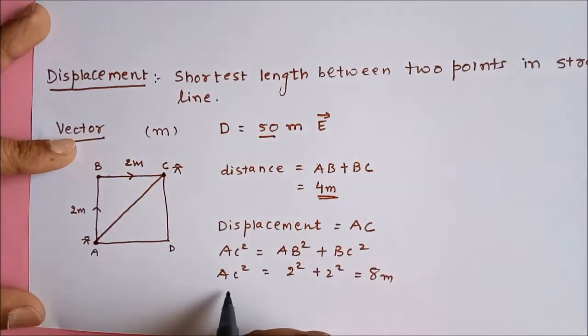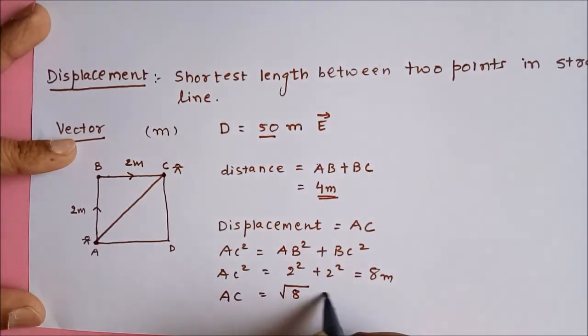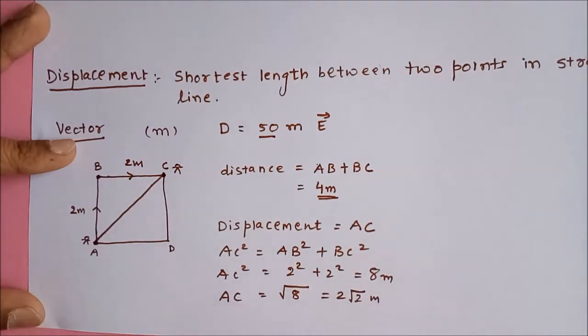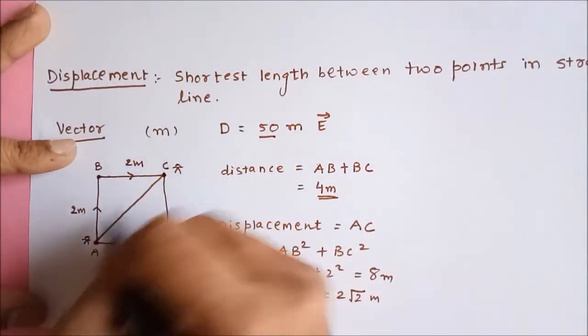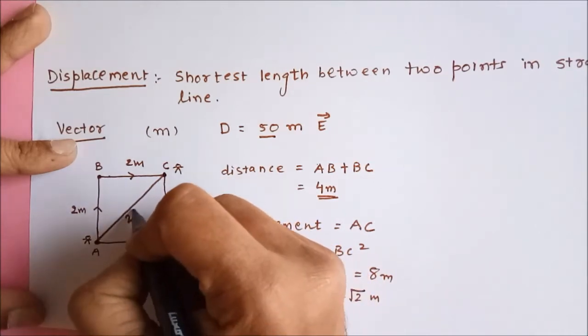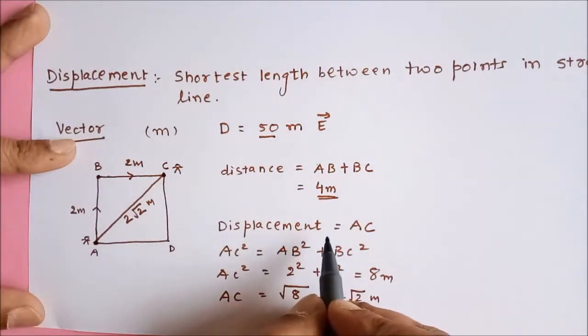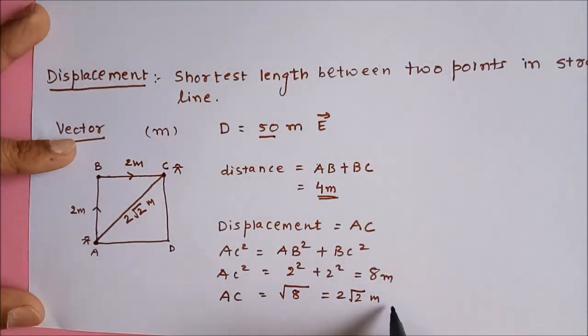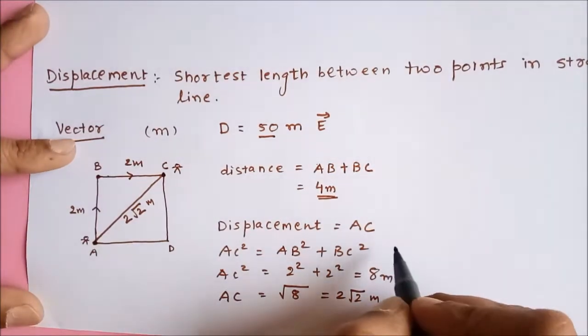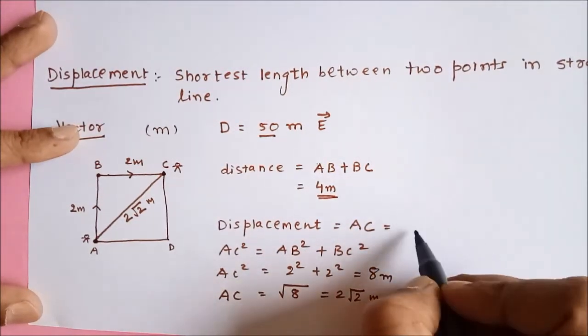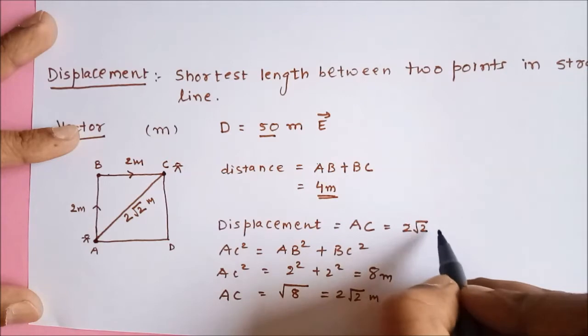So the displacement AC would be equal to root of 8. You can also simplify and write it like 2 root 2 meter. So this displacement is 2 root 2 meter. Now, since this is a vector quantity, we also need to mention the direction. So this is 2 root 2 meter.